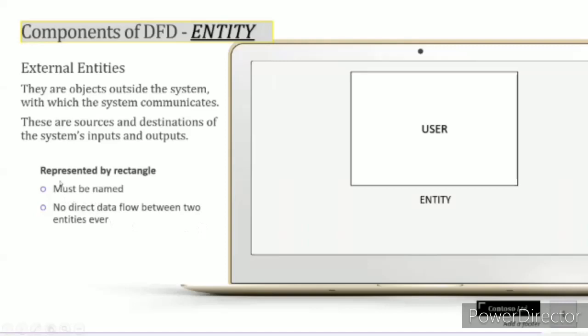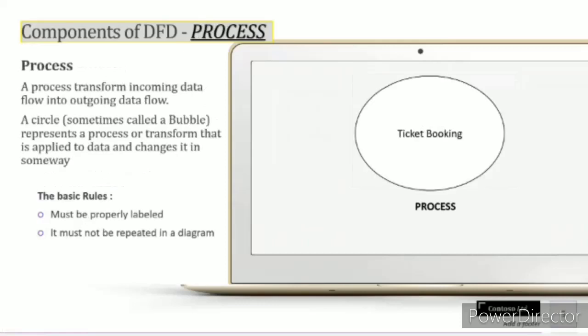Some general rules for drawing the entity in DFD are that it should be in a rectangular form, it must be named, and there should never be a direct flow between two entities. Next one is process. A process transforms incoming data flow into outgoing data flow, which is shown in a circular form or a bubble form.